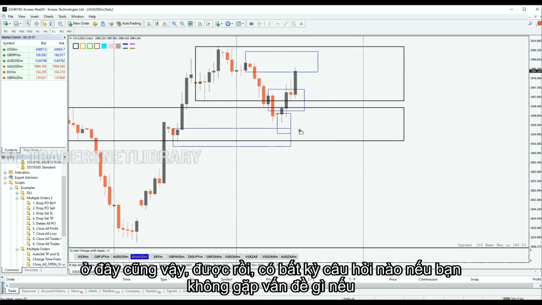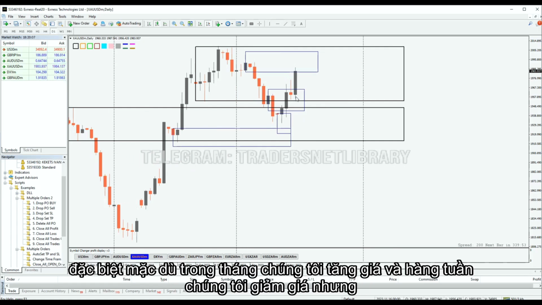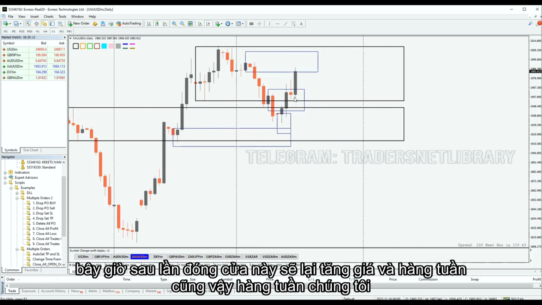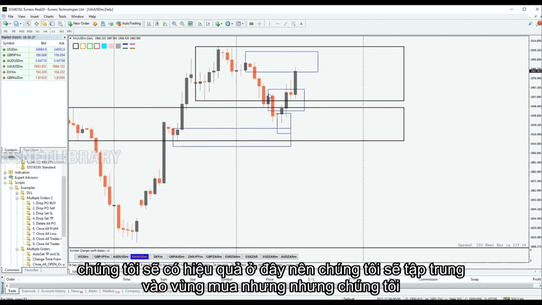Any question if you have? No, brother. If the price closes bullish now, even in the weekly time frame we'll be bullish. Though in monthly we are bullish, in weekly we were bearish, but now after this closing we'll be bullish in weekly also. Weekly we are bullish now because we have EF on daily here. If this day closes like this, we will be having EF here. So we'll be focusing on buys only.